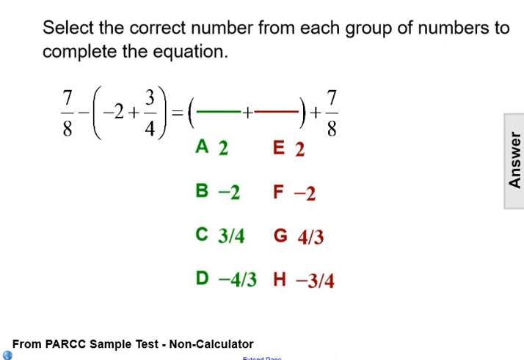Select the correct number from each group of numbers to complete the equation. So here our equation, on the left side we have 7/8 minus the quantity of -2 plus 3/4. Now on the right side of the equation, you'll notice we have the given plus 7/8, and that is the same as the positive 7/8 on the left side of the equal sign.